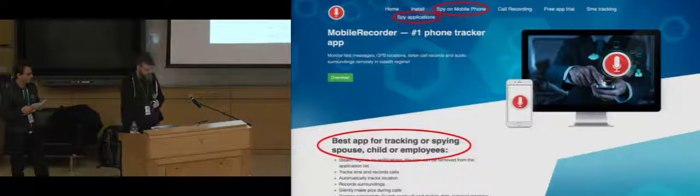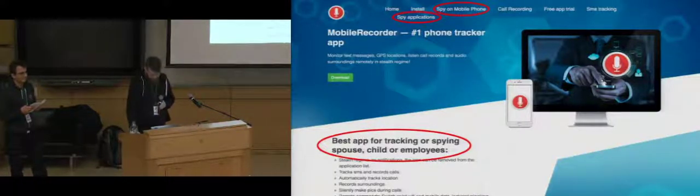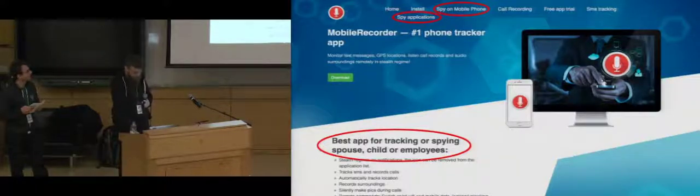So here we've got an example of this type of app. It's called Mobile Recorder. And discovering these apps is quite a bit easier than something like a misbehaving ad SDK, because they have websites like this. They advertise very publicly. So this says it's the best app for tracking spouse, child, or employees. That's probably not true. It's not particularly well implemented, but it does do what it says it does. Let's take a short look at the app's capabilities, and we'll see how it's structured.